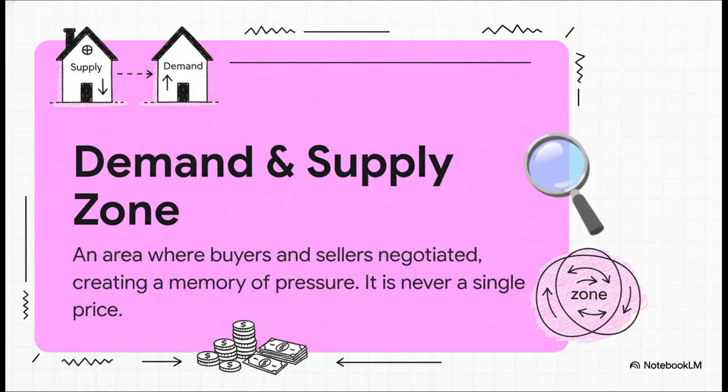It's just like negotiating for a house. The deal almost never happens at the exact asking price, does it? Nope. It happens within a certain range, a little zone of agreement. The market is exactly the same, creating these zones of intense negotiation.